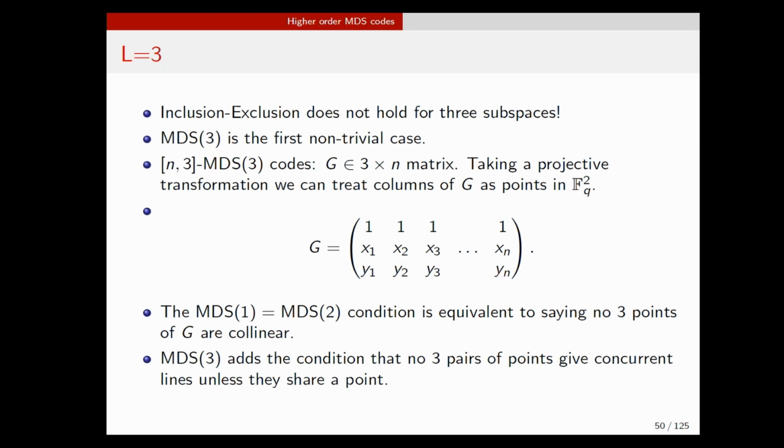Okay, so you could try writing what the MDS3 condition says, and it turns out it has a nice geometrical interpretation. It says that if you take 3 pairs of points, 3 pairs of points will give us 3 lines. The claim is that lines given by 3 pairs of points where they don't share a single point have to give us 3 lines which are not going to be concurrent. So this is a nice geometric property that we have.